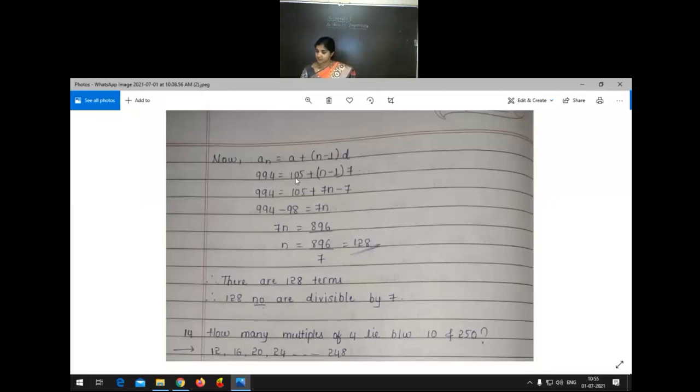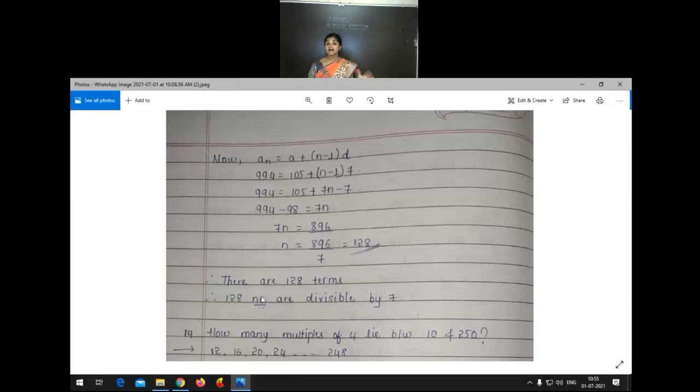A is 105, plus n minus 1 into d, where d is 7. Then 994 is equal to 105 plus 7n minus 7. Then 994, here 105 minus 7 is 98. Transfer this 98 to the LHS, then 994 minus 98 is equal to 7n. Then 7n is equal to 896. n is equal to 896 divided by 7, that is equal to 128.